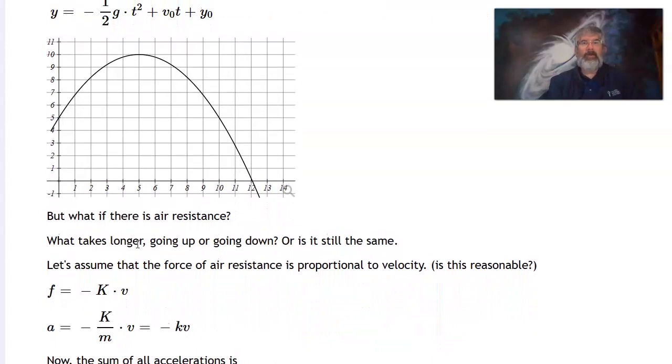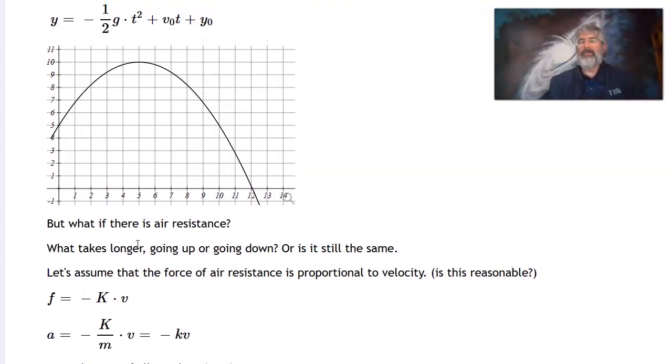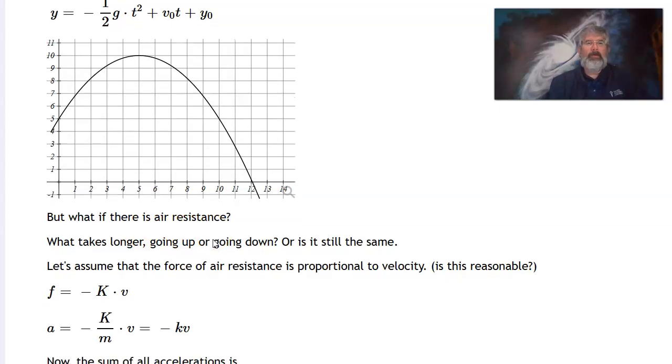And I'm going to ask the question, if there is air resistance, this thing as it moves upwards and then comes back downwards, which takes more time? So from the bottom of the screen to the top of the screen, or from the top of the screen to the bottom, going up or going down, traveling the same distance, which takes more time? Or are they the same, still the same like it was before? So let's see. So here we go.